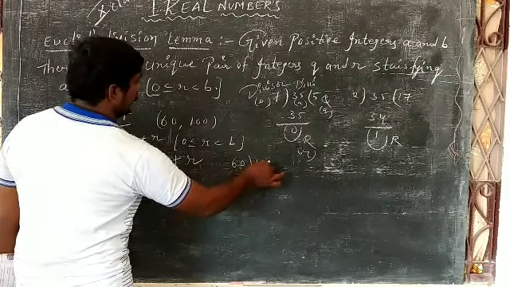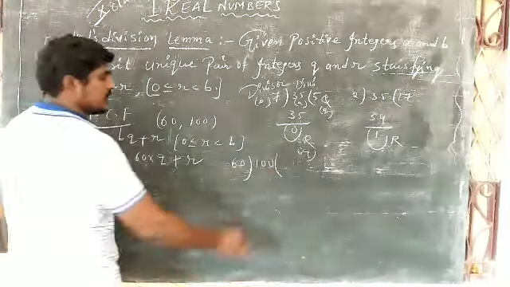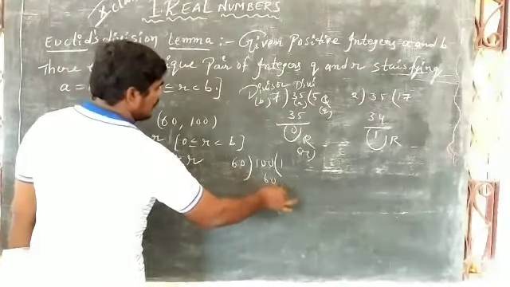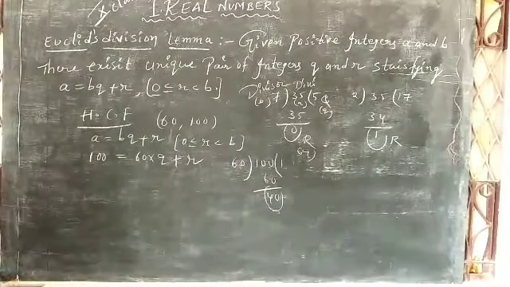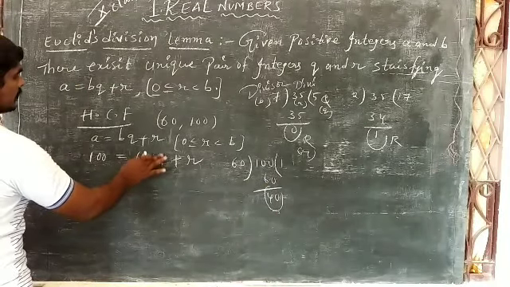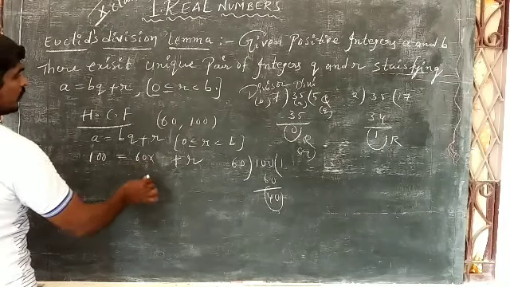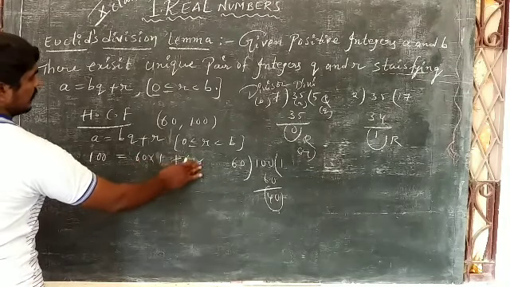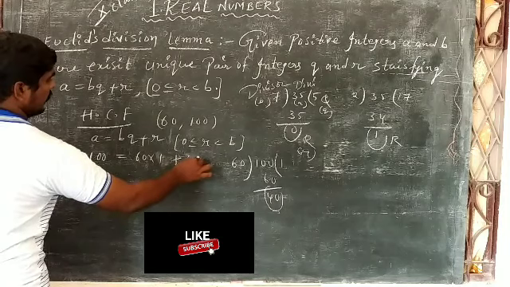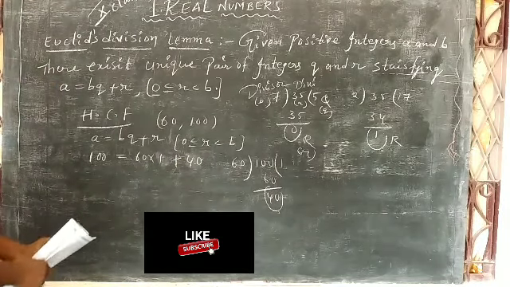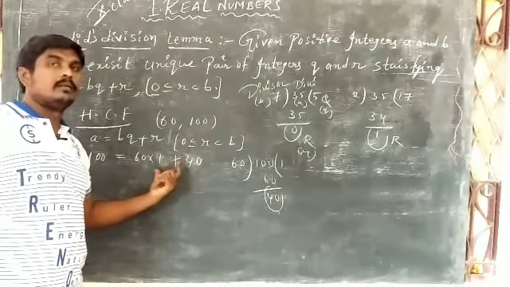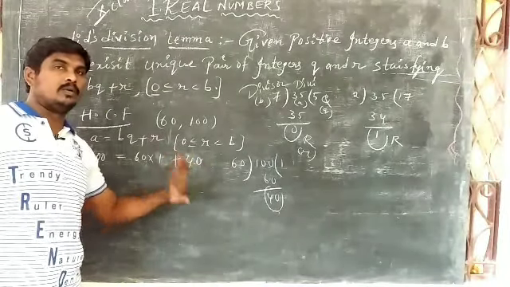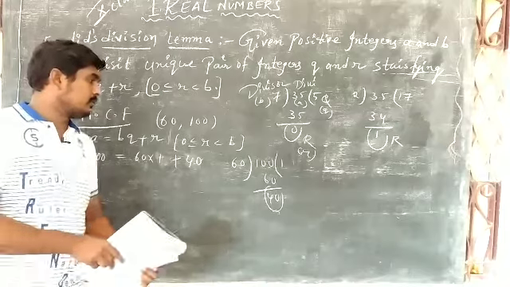So 60 divide into 100. 60 ones are 60. 100 minus 60 is 40. So up to here one step is completed. So in the first step, we got quotient 1 and remainder 40. Okay students, so directly we can write; first complete this part and then write here directly. First q and r, after that strike out, no need like that.